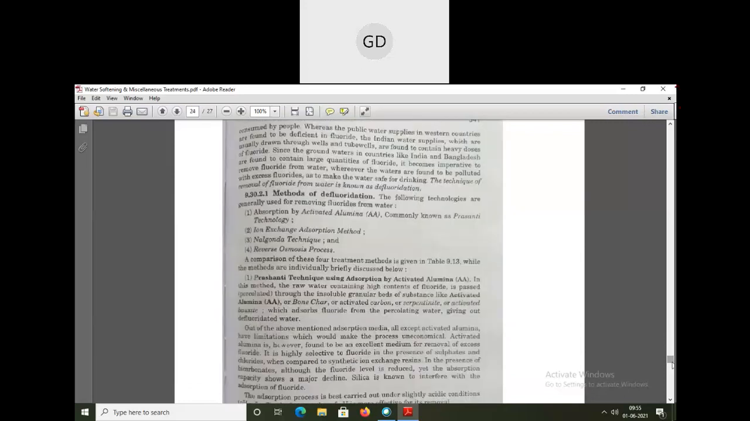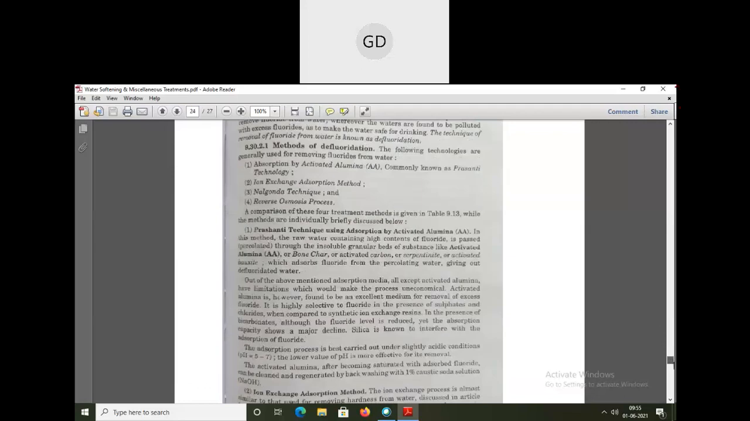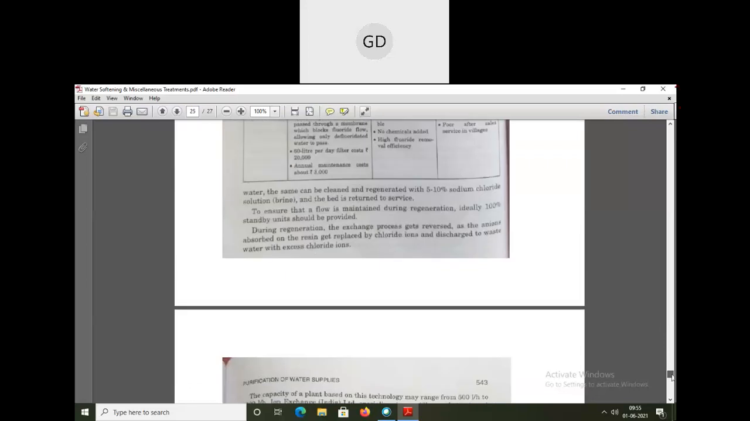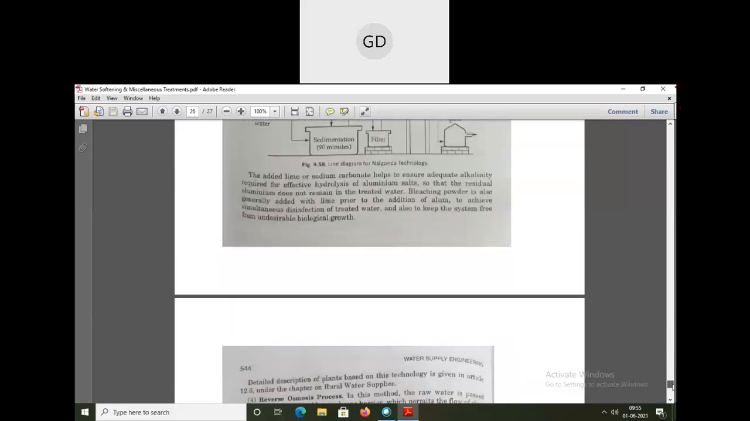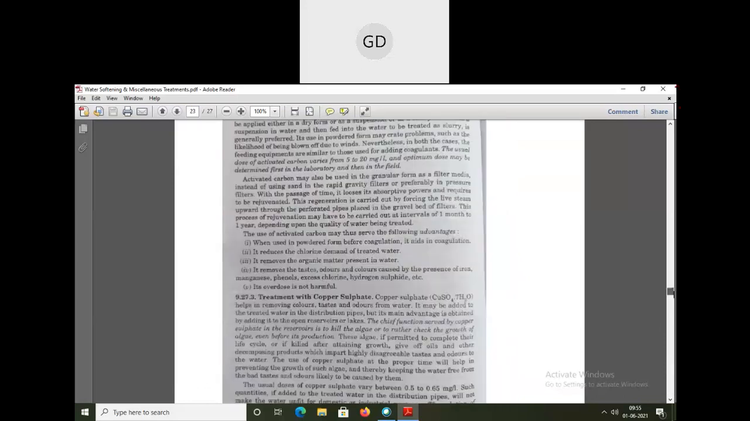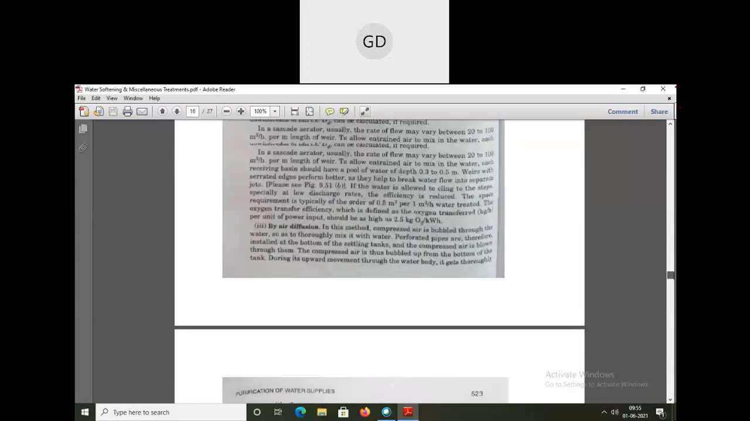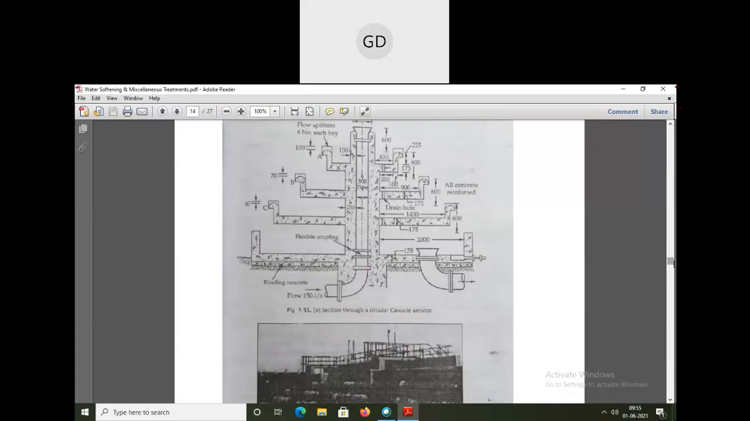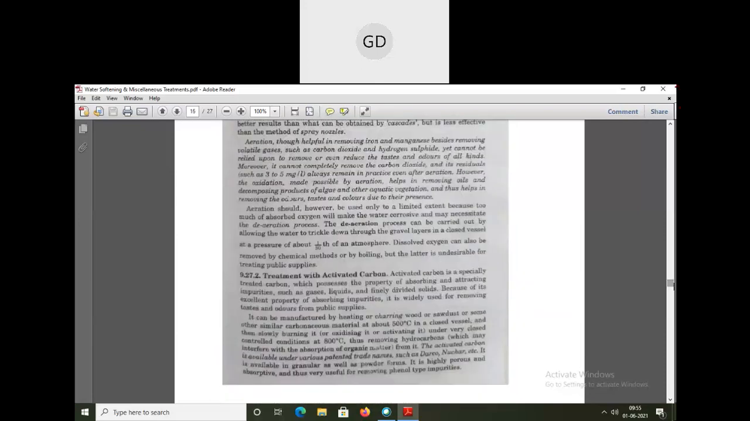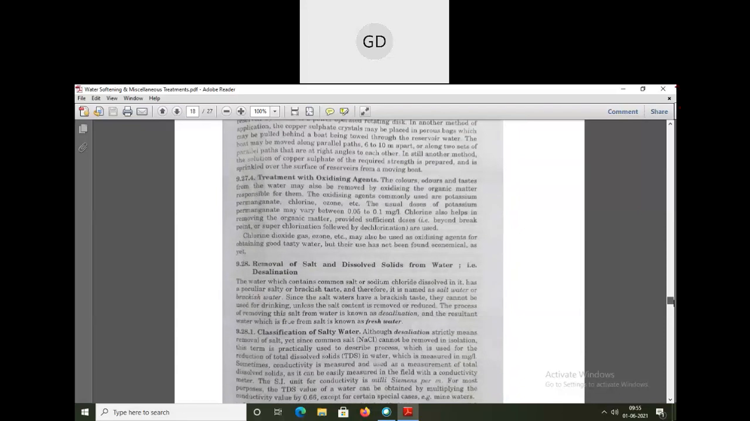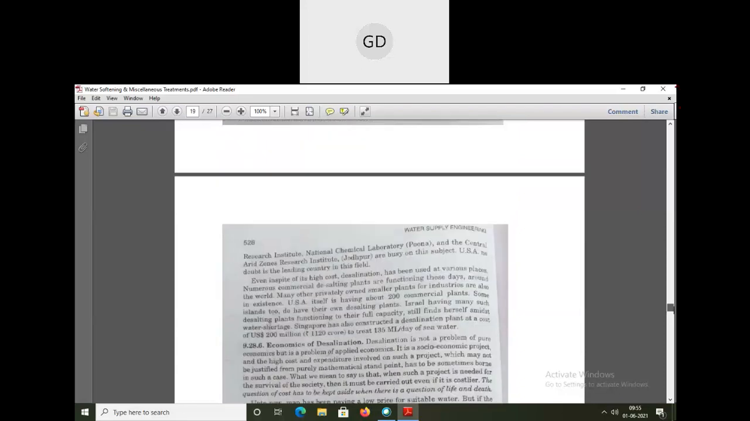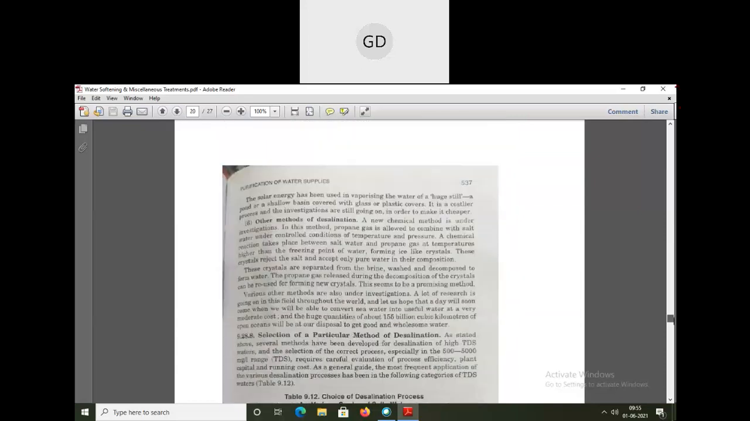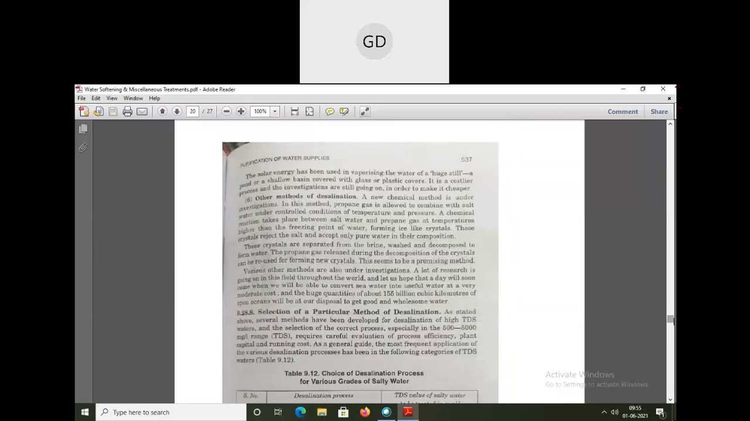Just study these things a little, just what it means. If some MCQs come, they will be as simple as MCQs. Not that much stuff will come. Basically from this chapter, we have started color, taste, and odor. Then the dissolved solids you study, and this fluoridation part. And the desalination methods, all these things you study a little bit. Just go through once.